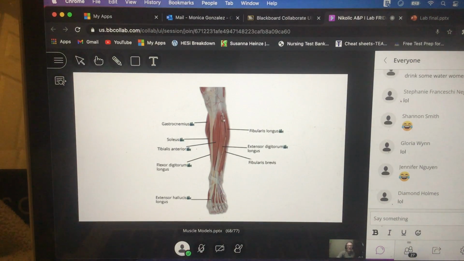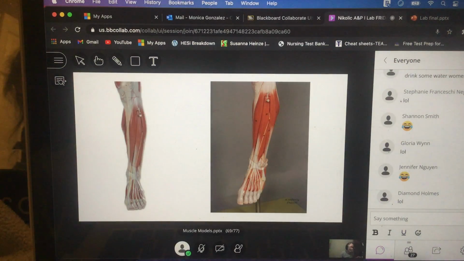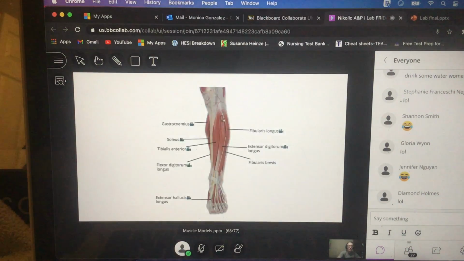Okay, so that's all we need for the front of the leg, literally. So we just have the fibularis longus. If you like the peroneus, go for it. Fibularis longus, brevis, the tibialis anterior, and then the extensor digitorum. I wanted to call it the flexor, but it's not. Yeah. Okay. Are you ready, guys? Oh, hold on one second.